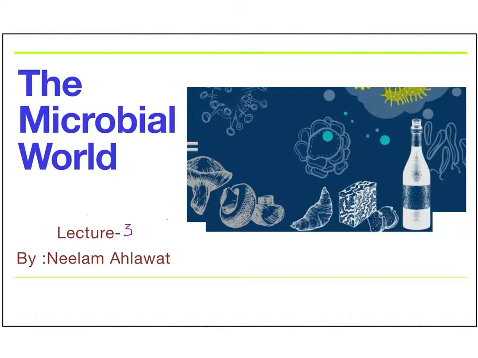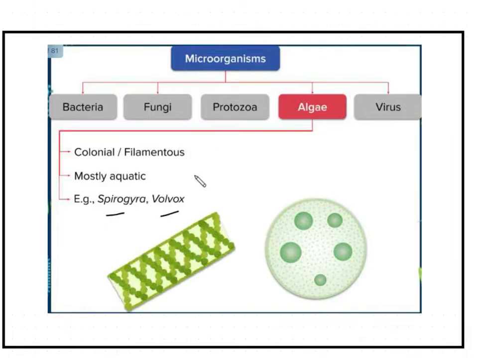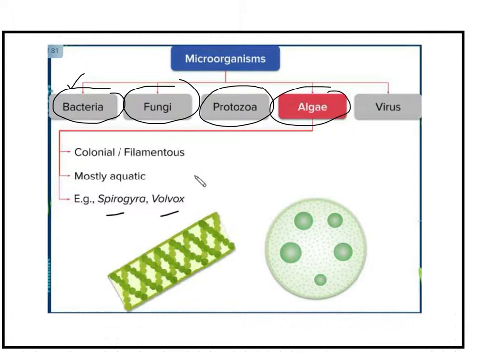In the previous module, we talked about the different types of microorganisms. I hope you remember. We have covered that there are 5 categories of microorganisms. One is bacteria, second is fungi, third is protozoa, fourth is algae, and fifth is viruses. So far we have talked about the characteristics of bacteria.